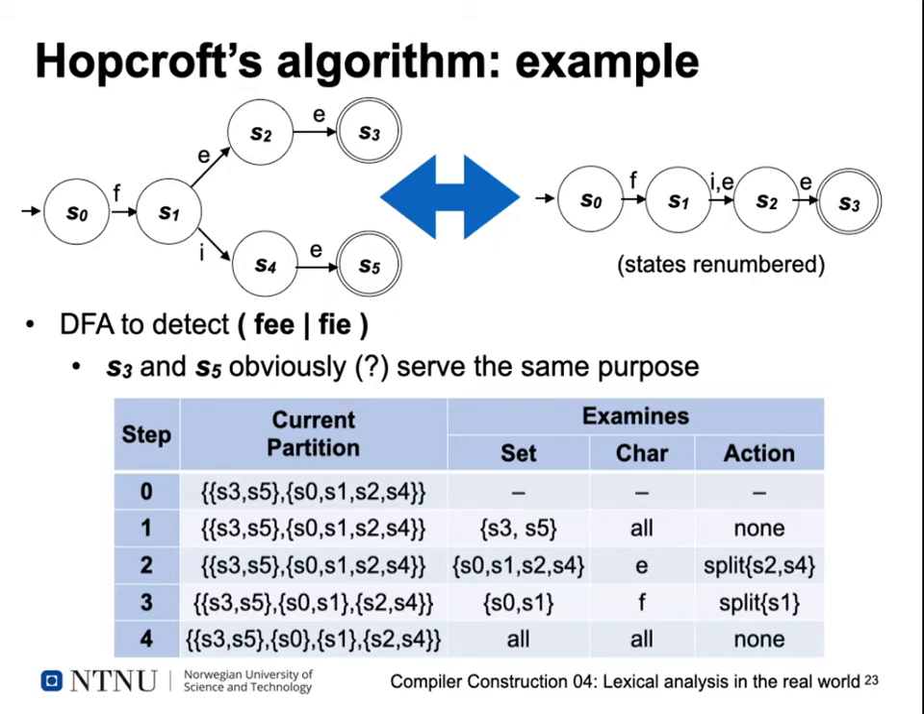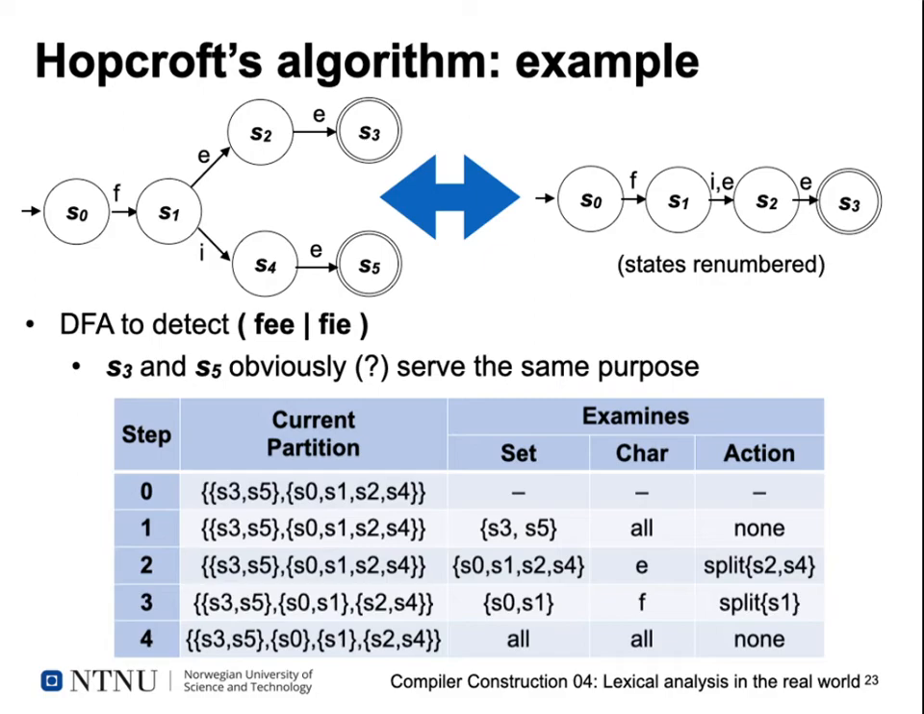Well, an easier way to implement this DFA is shown on the right-hand side here. So we read S0, read an F, then we're in S1, and then we can read either an I or an E to get to a new state S2. So we've renumbered the states. And finally, in both cases, if we read an E as the final character, we end up in our accepting state S3. So S3 and S5, this one and that one down here, seem to, well, obviously, I hope, serve the same purpose because they detect that the string is ended here.